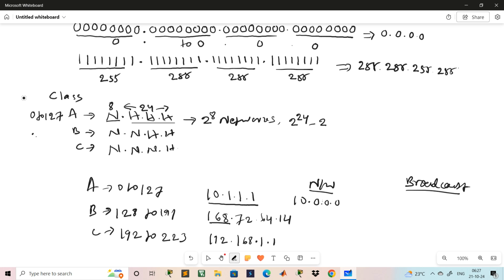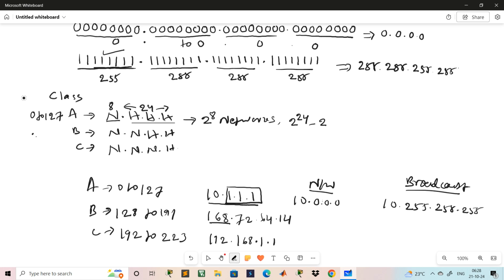So if you make all 24 bits 1, then the value will be 10.255.255.255. I'm talking about these 3 octets. If I make it 0, I'll get the network address. If I make all bits 1, that means the value is 255 here. So when all bits become 1, the value will be 255. So this is the network address and this will be the broadcast address.